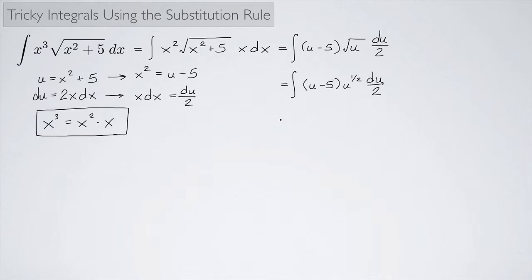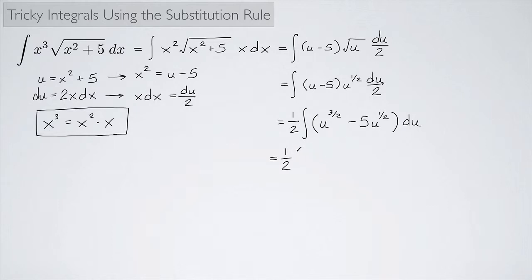Well, that over 2 can come outside, so this is 1/2 times the integral of, and now I have u to the 1/2 times u. Well, u to the 1/2 times u, that's going to be u to the 3/2. And then I have minus 5 u to the 1/2 du. And this is, like I said, an integral that is pretty easy. It just uses some fractional exponents here.